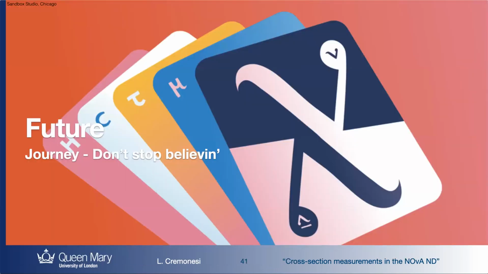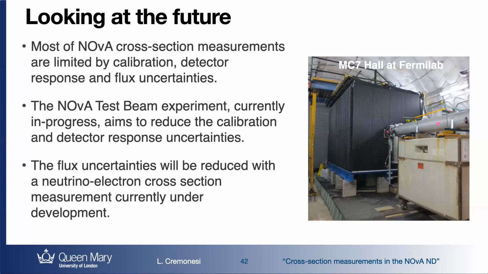So let's look at the future. What's in the future for us at NOvA in these measurements? Most of NOvA's cross-section measurements are limited by the calibration, detector response, and flux uncertainties. So we have a test beam experiment currently running at Fermilab, where we have some NOvA modules just put in front of the Fermilab test beam. And the aim there is to reduce the calibration and detector response uncertainties.